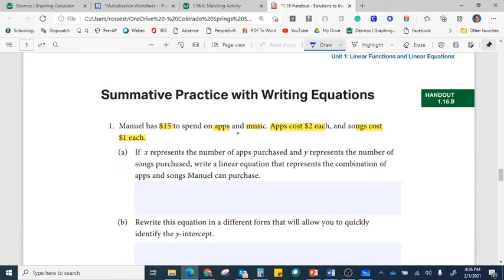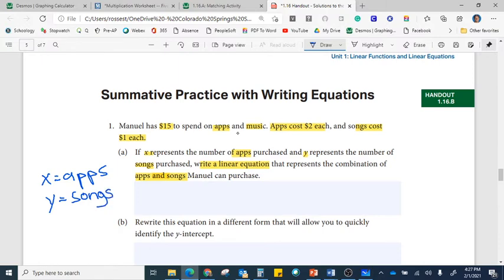It says here if X represents the number of apps purchased and Y represents the number of songs purchased, write a linear equation that represents the combination of apps and songs Manuel can purchase. Okay, so X, apps, Y, songs. Write a linear equation. Okay, songs and apps, so that means add them up. So what we're going to do is just write down, I like to do this, that X equals apps, even though it says it right in there, and Y equals songs.